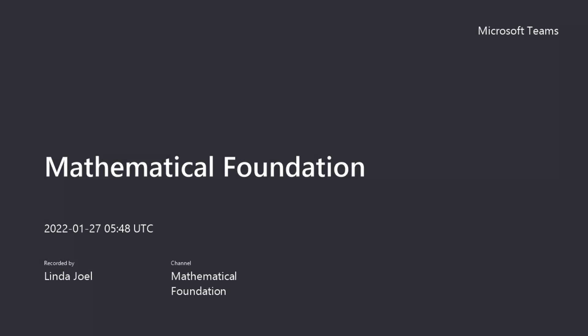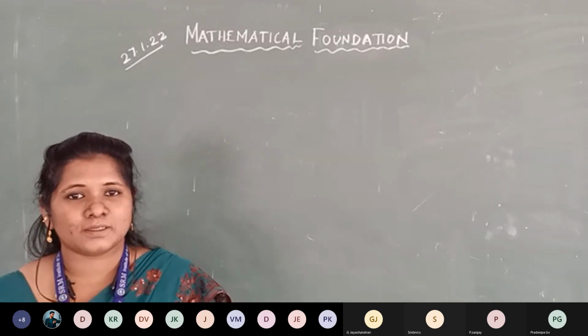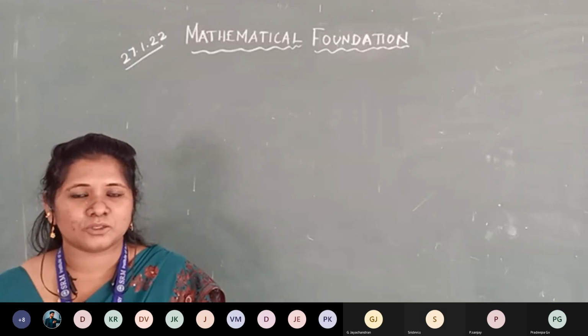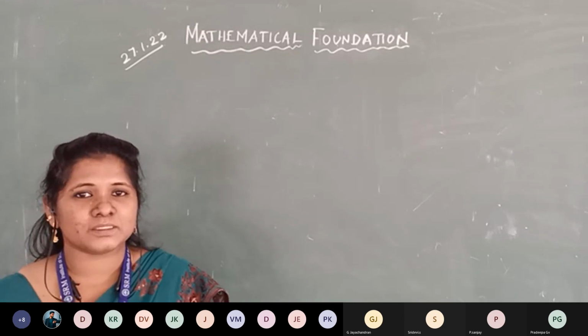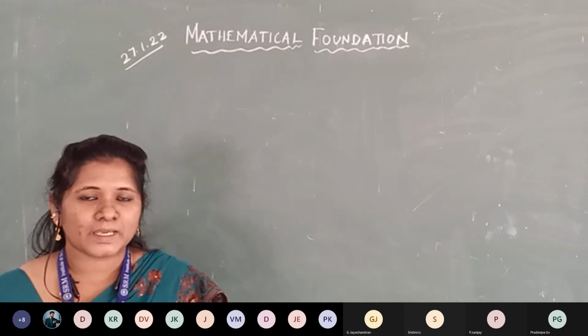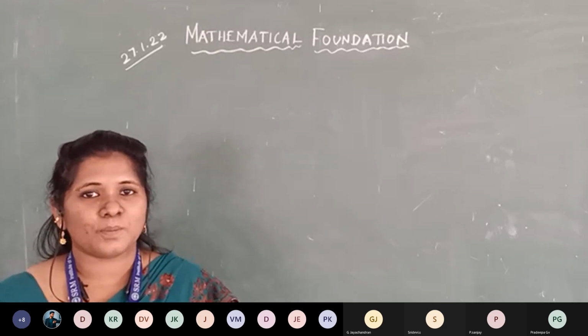I have started with your class with your matrices. Matrices means an arrangement, a rectangular arrangement of rows and columns. Okay, and we have seen all your types of matrices. You have to know what is your diagonal matrix, what is your identity matrix, row matrix, column matrix.